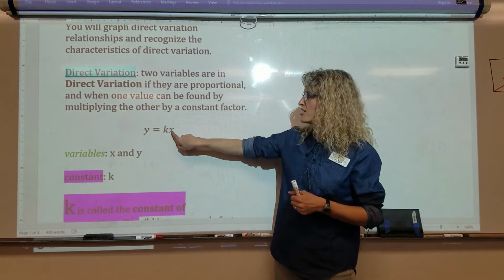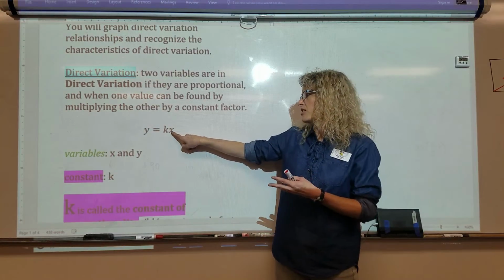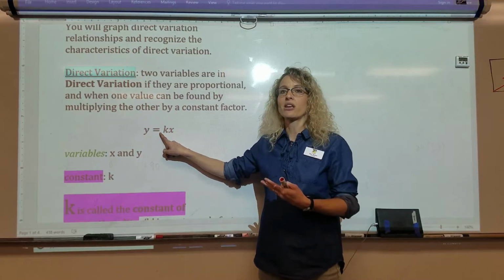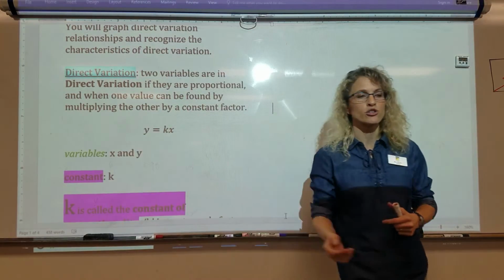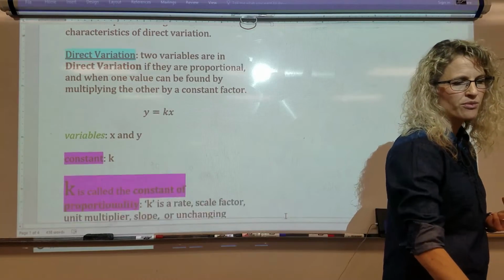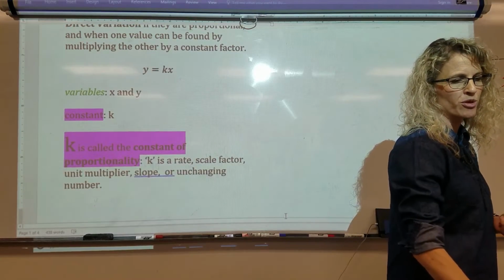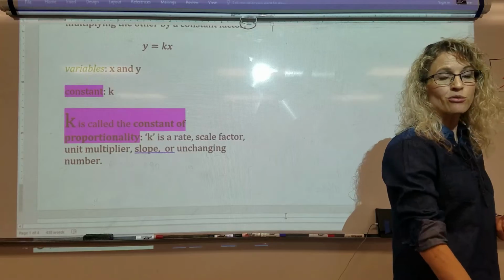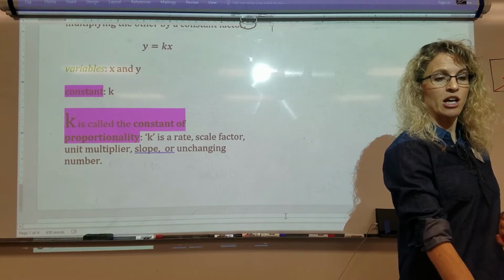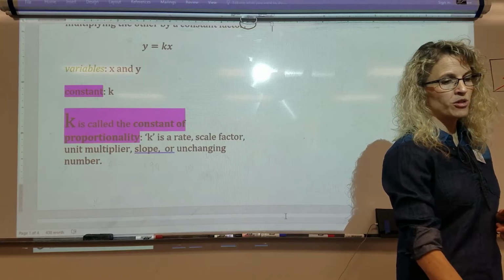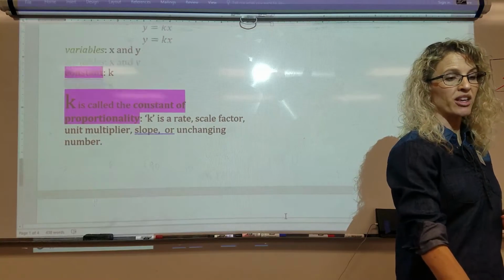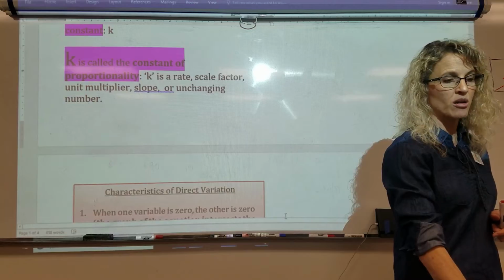So take maybe a dimension for x. Maybe it's 2 feet long. If we multiplied it by 3, I could get an output, so maybe the dimension of my new leg in my larger triangle. So really, it's stuff that we've been familiar with before. So k can be a rate, like miles per hour. It can be a scale factor, like the triangle. It could be a multiplier. It could be pages per minute. It could be a slope, like 3/2, or some unchanging number.